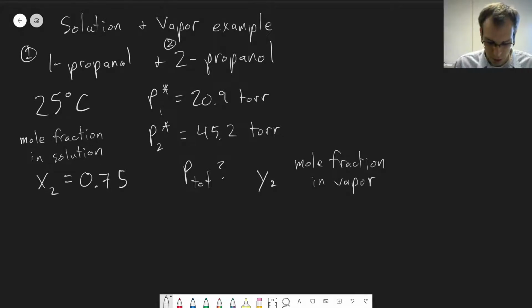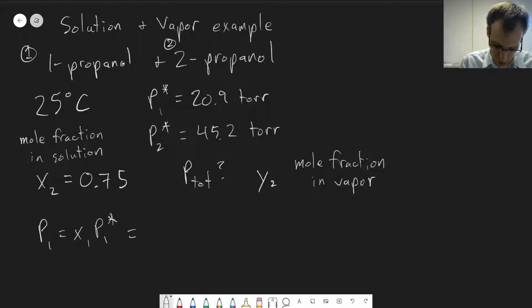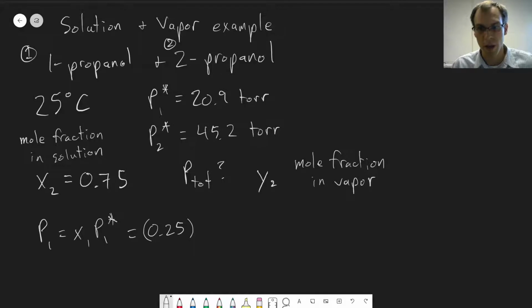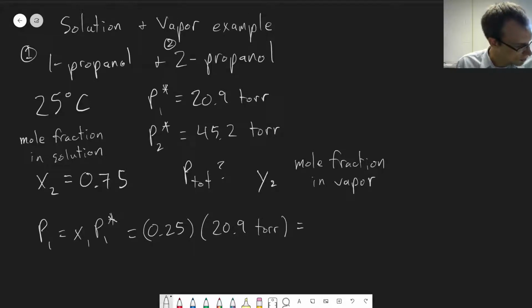So for P total, we can find the vapor pressure of each one. We know that P1 is equal to X1 P1 star. Then we can plug in specific values here. We know that X1 is 0.25 in this case, no units on a mole fraction. And then we multiply that by P1 star, which is 20.9 torr. That's pretty straightforward.